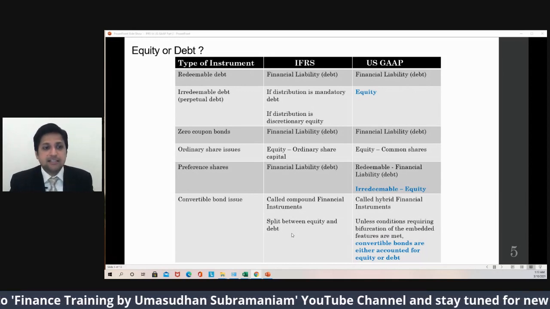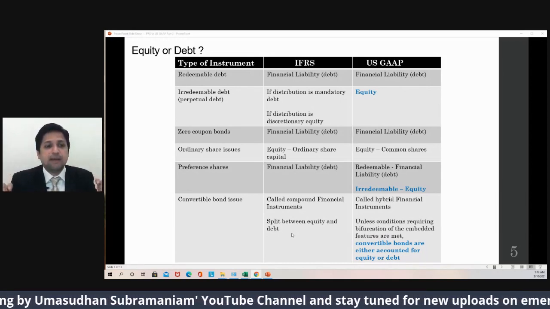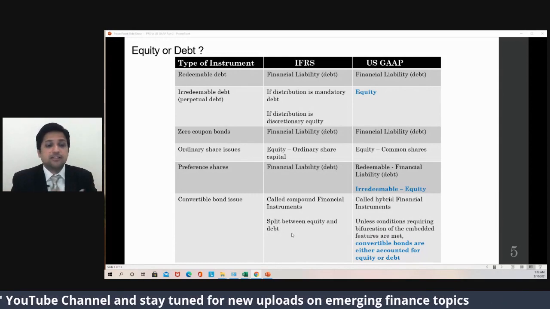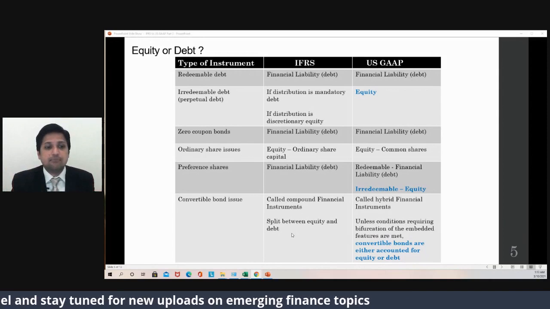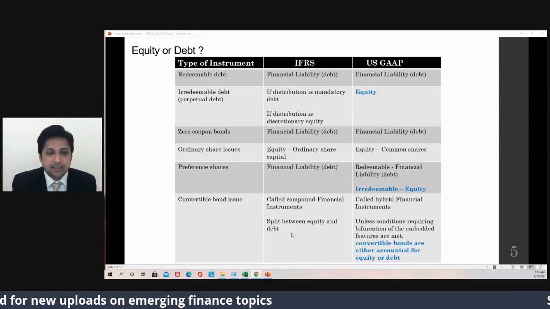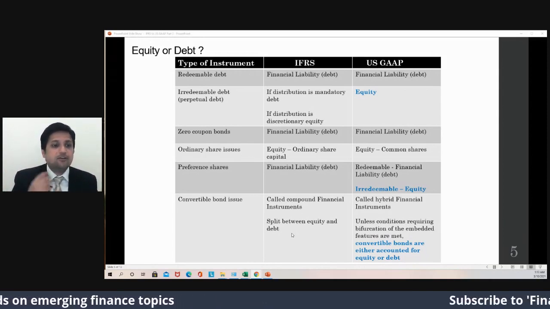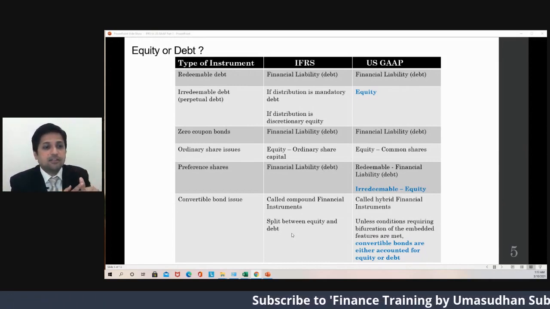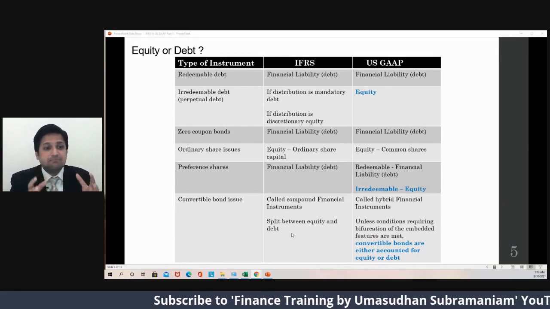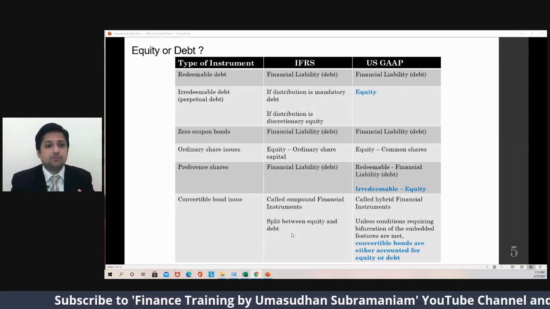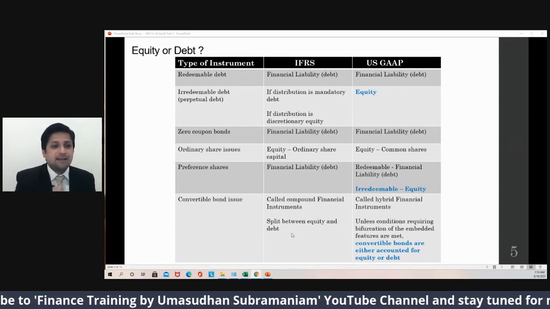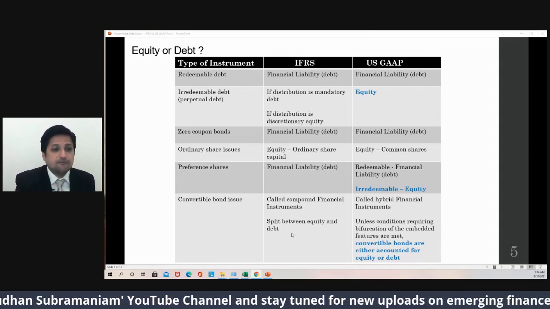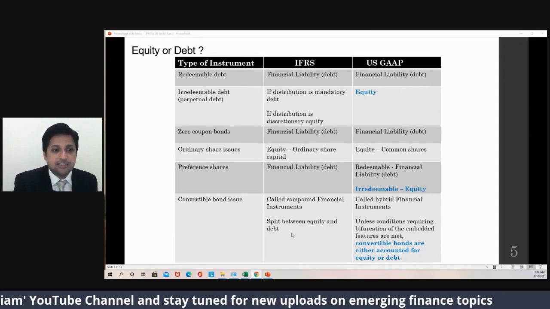Irredeemable debt is a debt with no specific maturity period. They are irredeemable so that there is no mandatory redemption at the maturity date. In IFRS, we are going to classify them either into equity instruments or debt instruments depending on the distribution. If the distribution is mandatory for a perpetual debt, it is going to be accounted for as a financial liability.